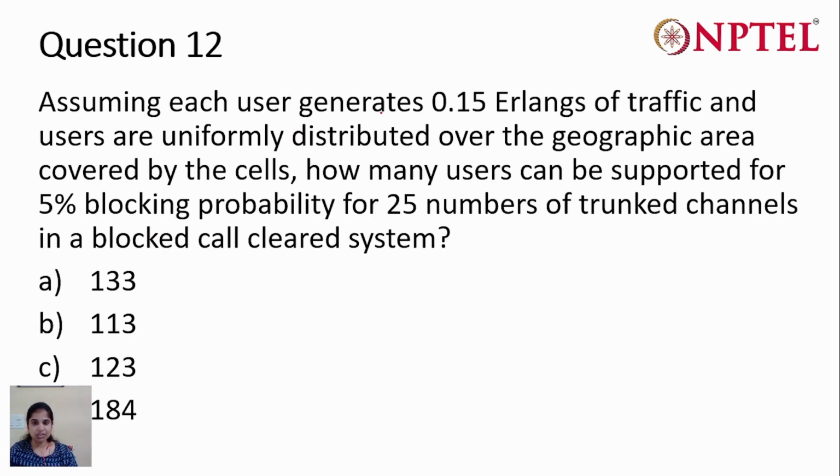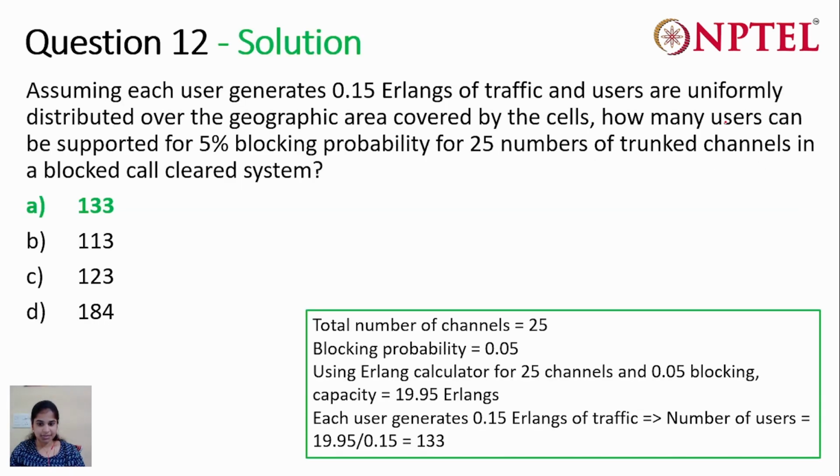Assuming each user generates 0.15 Erlangs of traffic and the users are uniformly distributed over the geographical area covered by the cells, how many users can be supported for 5% blocking probability for 25 trunk channels in a blocked calls cleared system? So we are going to get 133 users that can be supported.